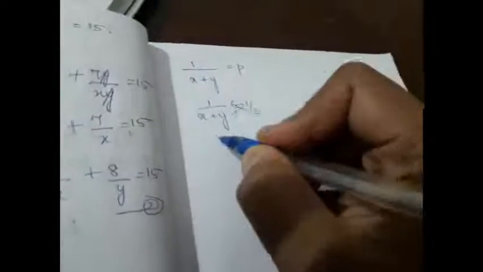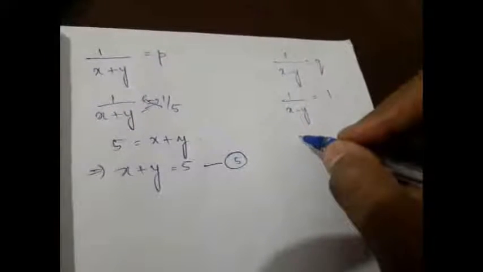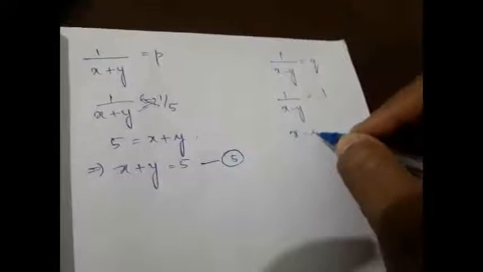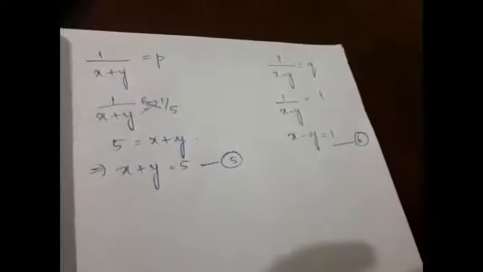So 1 by x plus y equals 1 by 5. Cross multiply it. So 5 equals x plus y, or x plus y equals 5. This is your another equation, so I am naming it as 5. Similarly, 1 by x minus y equals q, right? And we got the value of q as 1. Again, if you cross multiply it, we will get x minus y equals 1. This is your sixth equation, right?